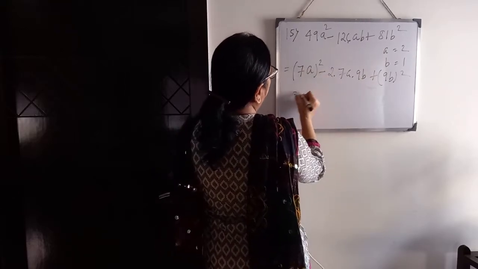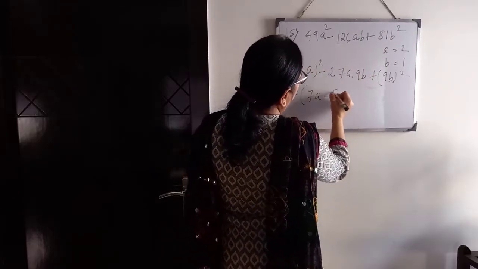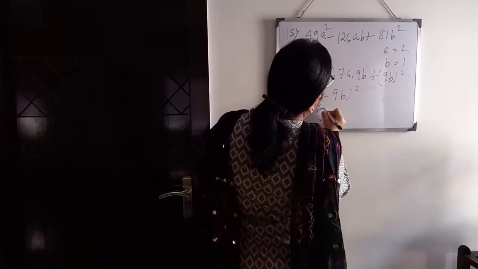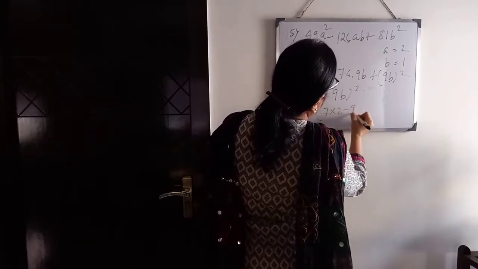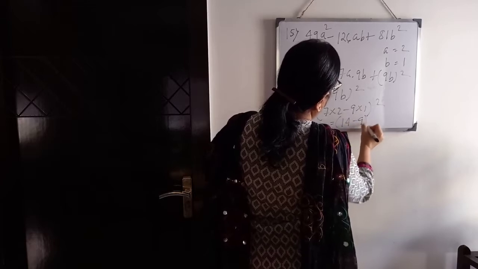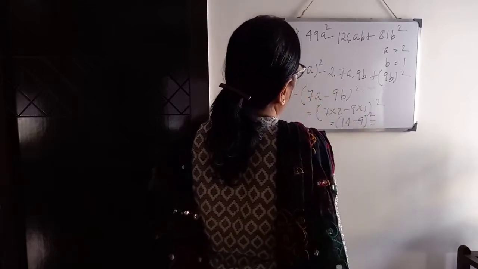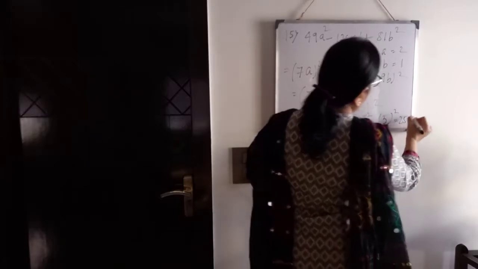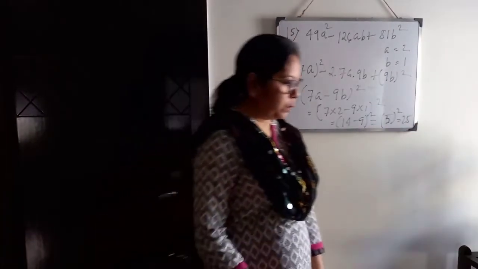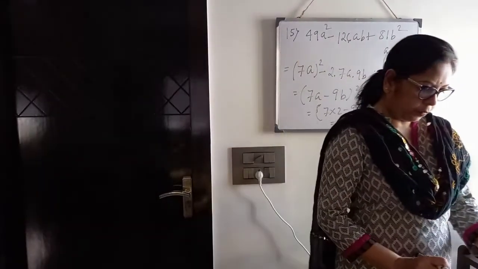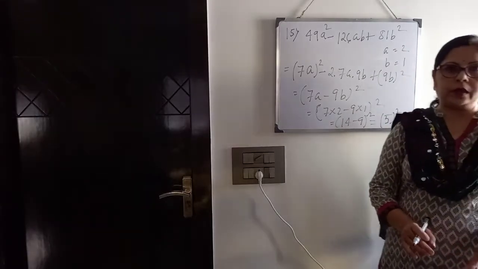There is a minus sign, so it will be in the form of a minus b whole square. Now the value of a is given 2: 14 minus 9 whole square. Now 14 minus 9 means 5. 9 plus 5 is 14. 5 whole square, so it is coming 25. So this was in that form: express as a perfect square and find the value.